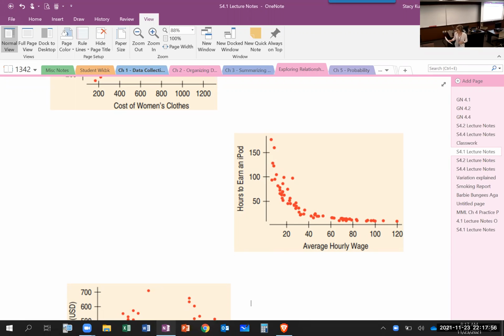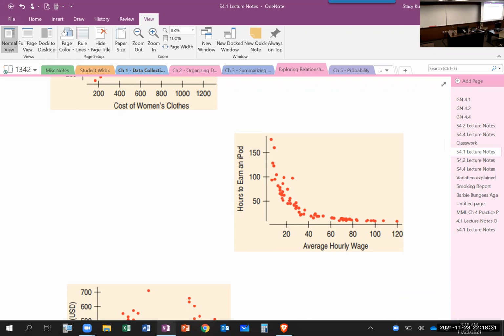And other than that, I don't know that we can say much else, except that what we're looking at is our average hourly wage and the number of hours to earn an iPod. You can tell how old that example is because I don't think anybody has an iPod anymore, right? Okay. What we're suggesting there then is as the average hourly wage increases, what happens to the hours you need to earn an iPod?